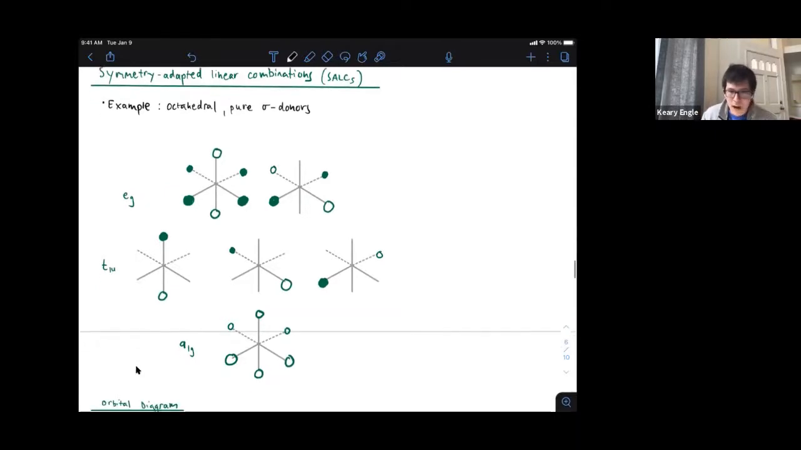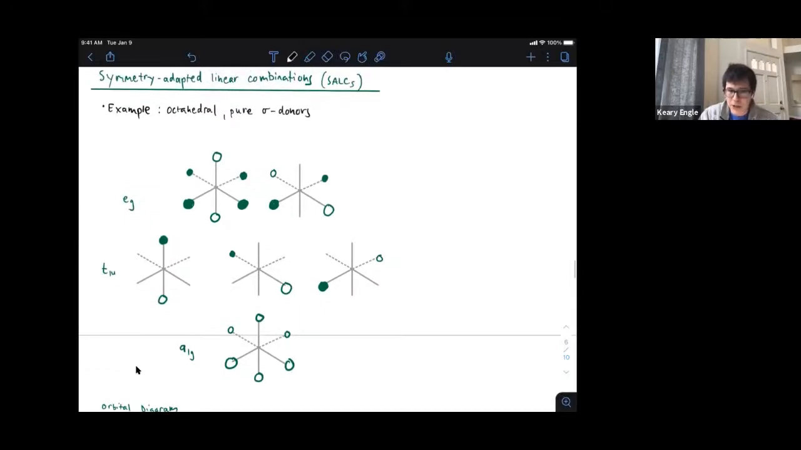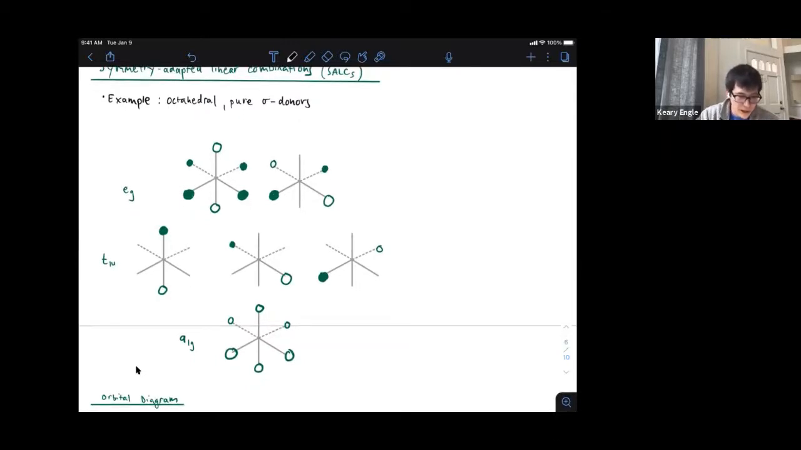If you draw out the symmetry adapted linear combinations of what six sigma donor ligands look like, you get to these depictions here. The symmetries are Eg, T1u, and A1g. This is analogous to building up an MO diagram from a combination of atomic orbitals. That's basically what we're doing here, thinking of each of the ligands as, in essence, an atomic orbital, or at least a vibrational displacement vector.